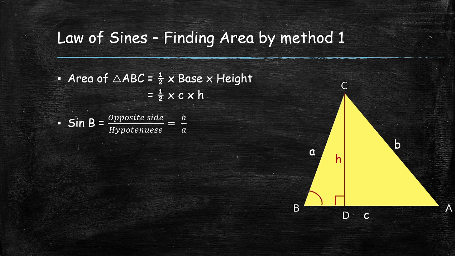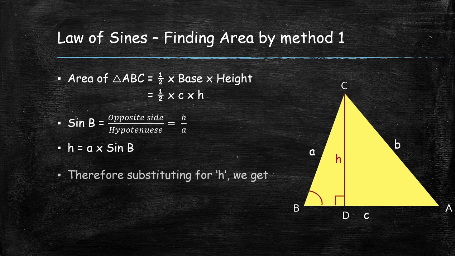So we are considering triangle CBD here. Because trigonometric functions can be used only in a right angle triangle, we are considering right angle triangle BCD here. And for sine B, the sine B is equal to the opposite side, which is H, and the hypotenuse, which is A. Now, if we transpose A to the other side, we get the value of H as A into sine B.